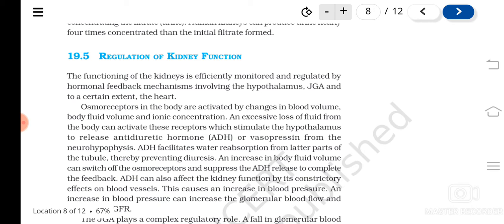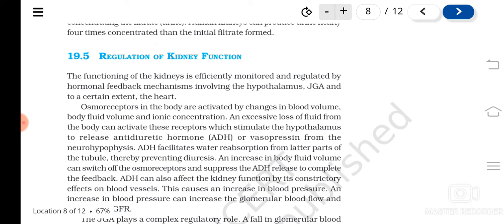An excessive loss of fluid from the body, if the volume of the blood is less or if more water is lost, can activate the receptors, and these receptors will stimulate the hypothalamus, a gland, and it produces a hormone called ADH. We will study this in detail in the last chapter. ADH or vasopressin, both are the same, and this facilitates water reabsorption. More water will be reabsorbed.